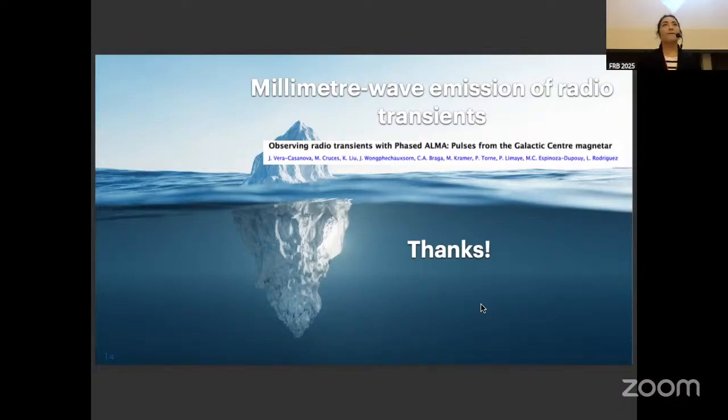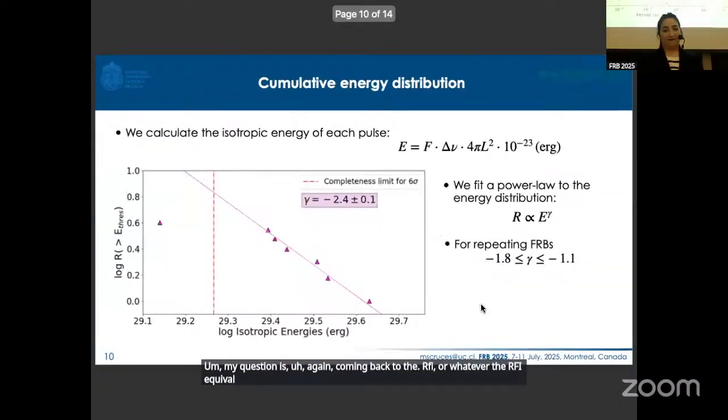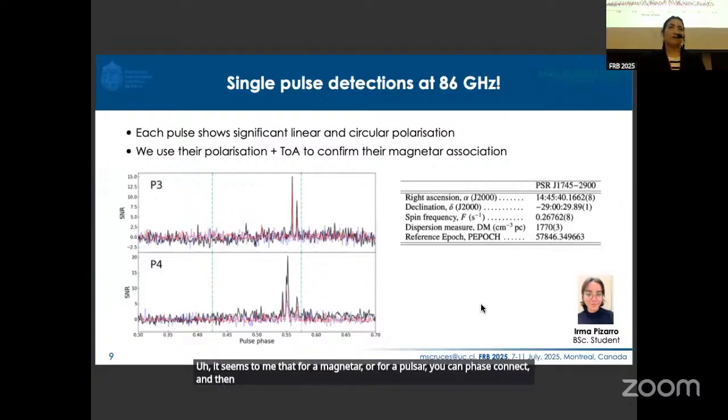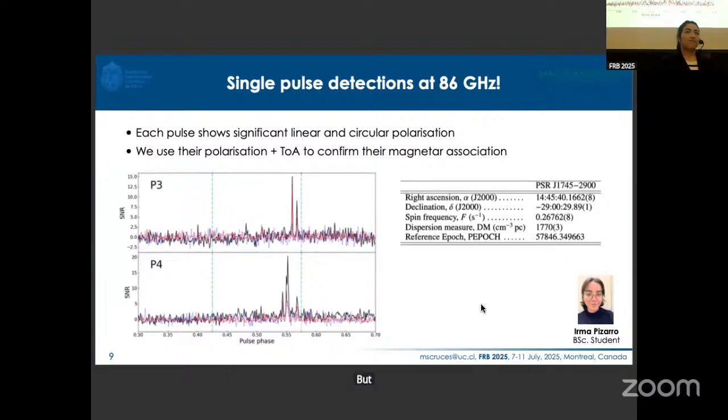Hi, thank you for the interesting talk. This is Adam Dong from NRAO. My question is, again, coming back to the RFI or whatever the RFI equivalent for ALMA is. It seems to me that for a magnetar or for a pulsar, you can phase connect and then identify it's a real thing. It's astrophysical. But for FRB, you don't know where it's coming from.